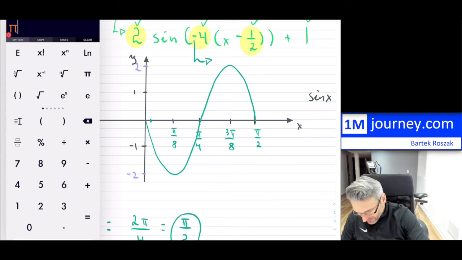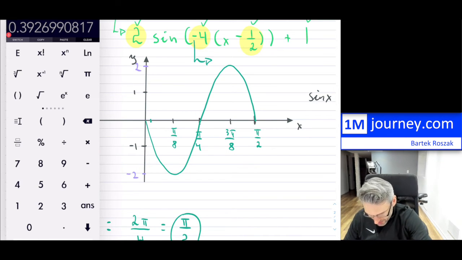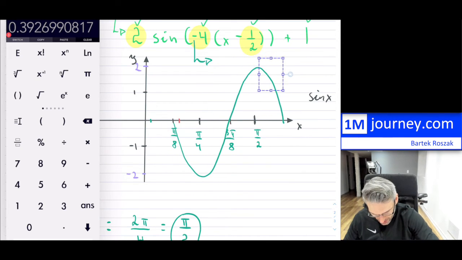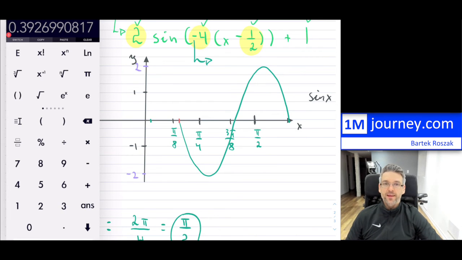So I want a half. Where does that fall? Well, pi over 8 is 0.39, so that's around 0.4. So 0.5 is going to be somewhere along here. That's the starting point. So this is going to get shifted now. I'm going to take this and shift it. That's the shift of a half.